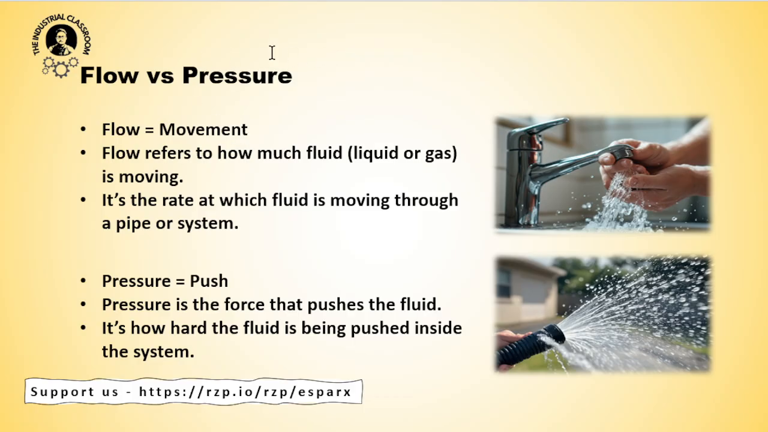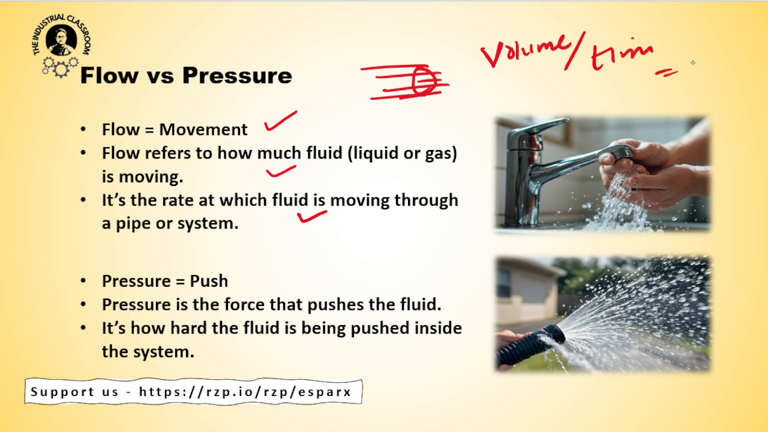Okay, see, flow versus pressure. Flow is the movement. Flow refers to how much fluid is moving. It is the rate at which fluid is moving through a pipe or system. Okay, how much volume, how much water is coming out per time. Okay, volume per time. Generally, it is the Q, the flow rate. Okay, so then what is the pressure? Pressure is the push. It is the force that pushes the fluid.